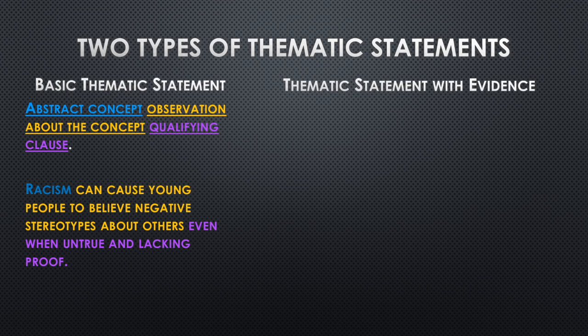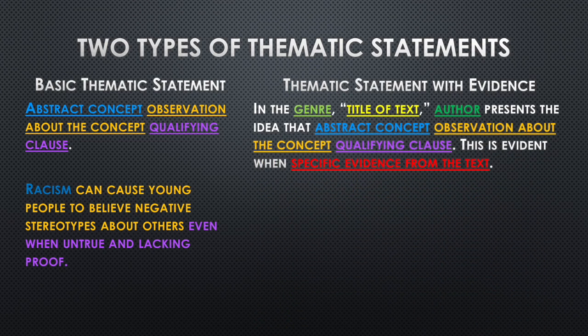Now, you can also write a thematic statement with evidence. This is a very good skill to have. To write a thematic statement with evidence, you would add information to the basic thematic statement. You would add information about the genre, the title of the text, the author, and then you would add evidence at the end. So our new frame would look like: in the genre, title of text, author presents the idea that abstract concept, observation about the concept, qualifying clause. This is evident when specific evidence from the text. So when you look at it like this, it doesn't really make sense.